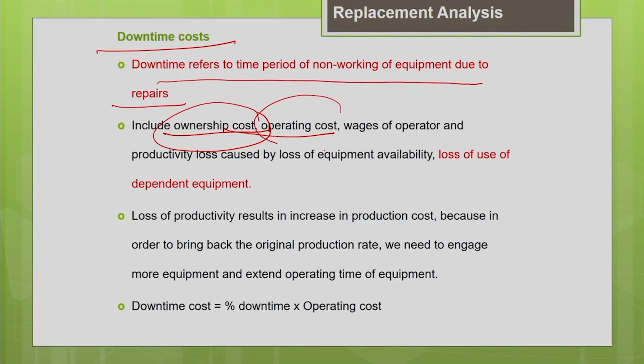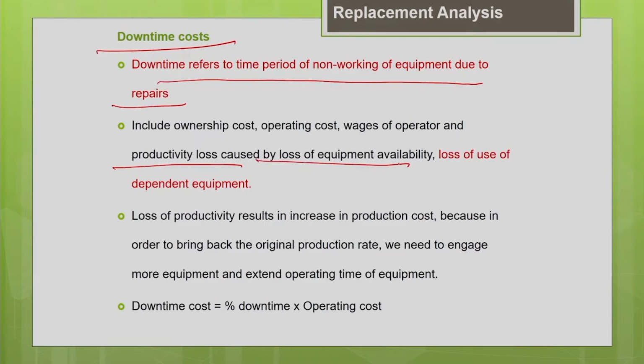The other one is the operating cost. Even though the machine is in the repair yard, you have to pay the wages for the operator. So we are bearing some operating cost. And another thing is your productivity loss. Since the machine is not available for the productive job, we are facing a loss in productivity. So because of that, there will be some increase in cost. So that is another important thing.